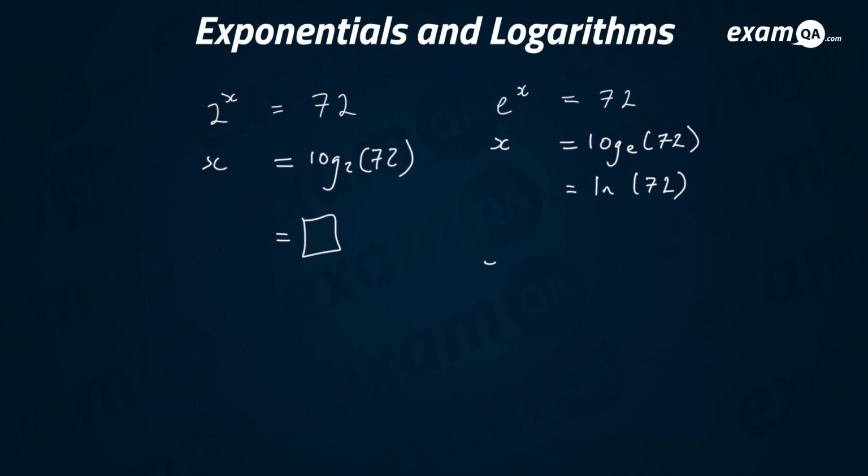So if you see, for example, e to the power of 2x equals 5, we're going to take lns of both sides instead of log e's. So if we take lns of both sides, e goes away, I'm left with 2x by itself equals ln of 5, then divide both sides by 2. So x equals half ln 5.